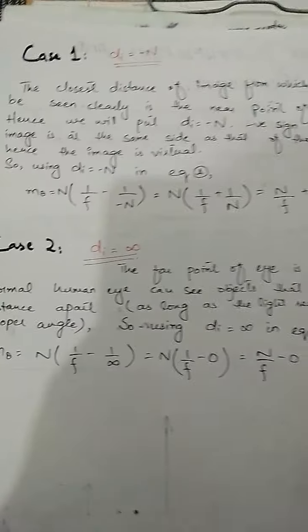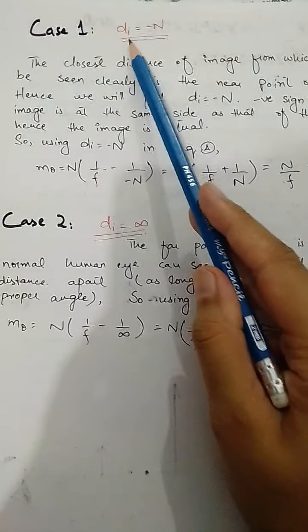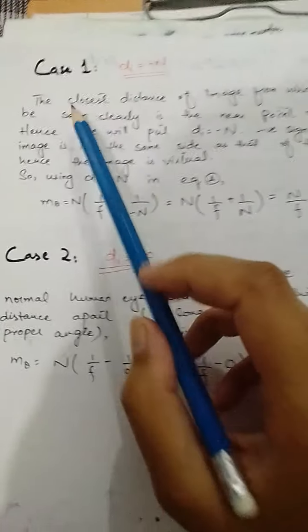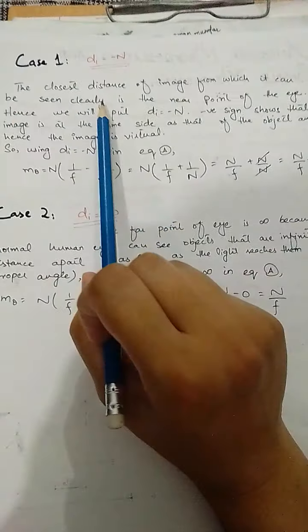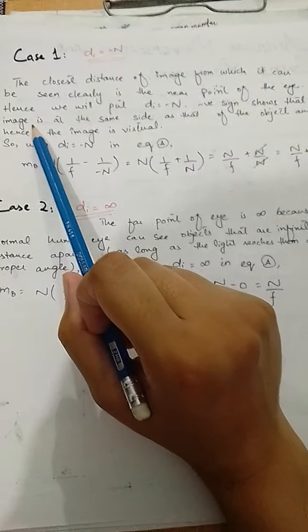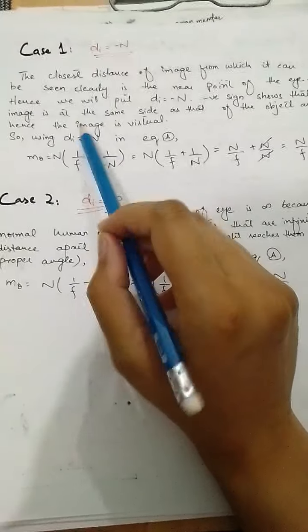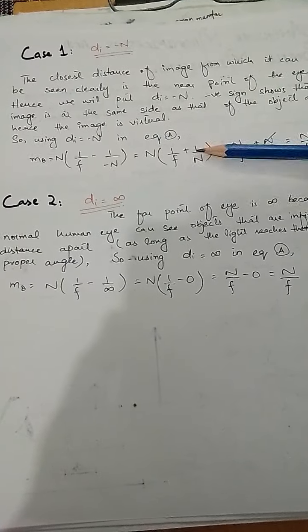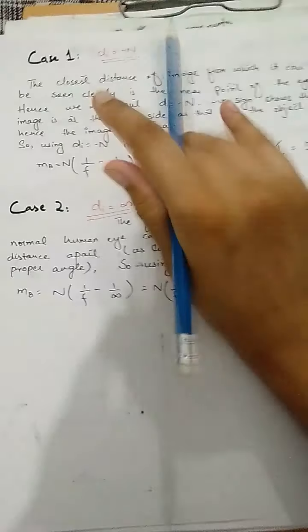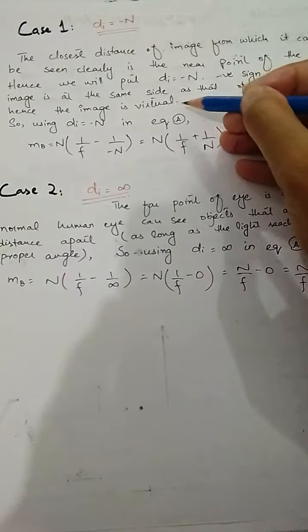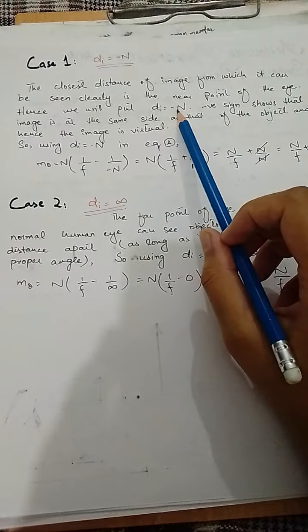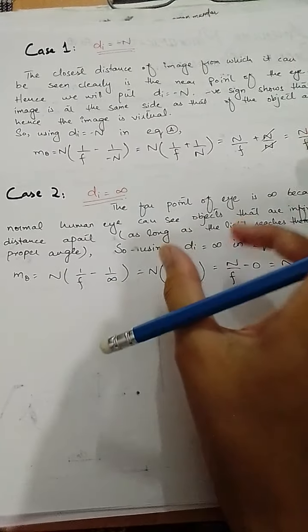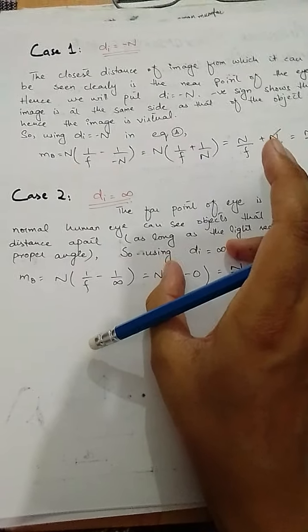So coming to our cases, case number 1 is that in the equation A, if d_i equals minus n, what is minus n? Right, the closest distance of the image from which it can be seen clearly is the near point of the eye. We already know that. Hence, we will put d_i equals minus n over here, okay? Because we want to just measure the amount of magnification for the closest object to the eye, right? So, for the closest object to the eye, what is the distance closest to the eye? Of course, it's the near point.